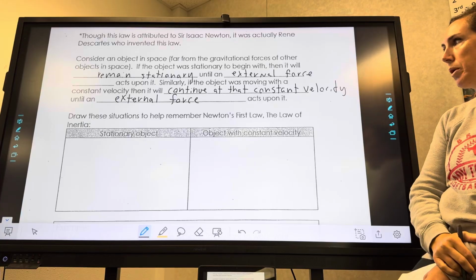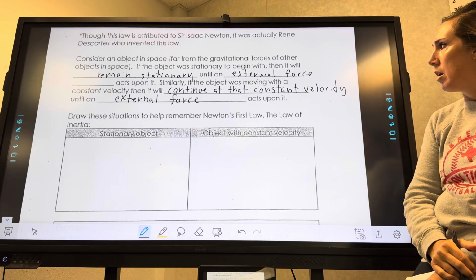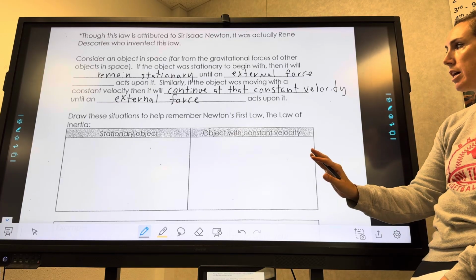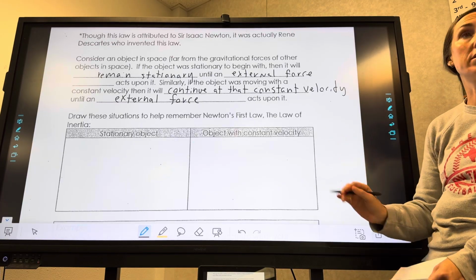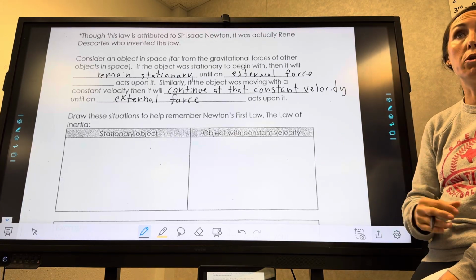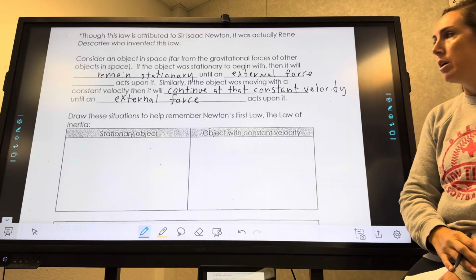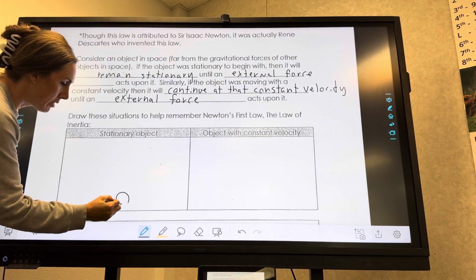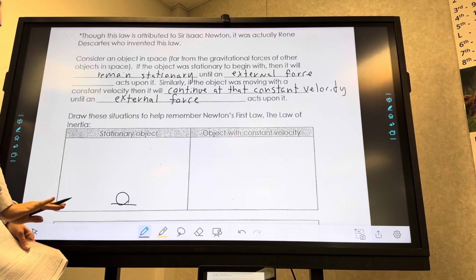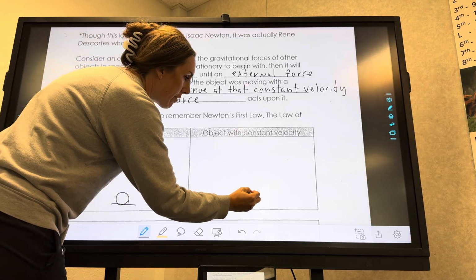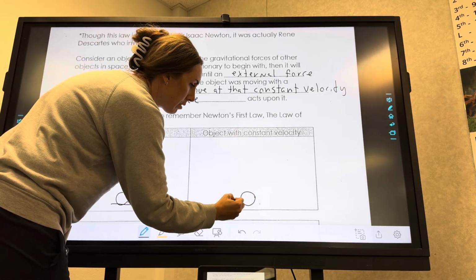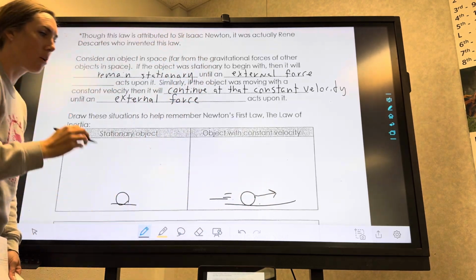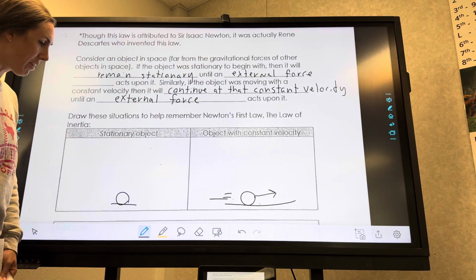Okay, draw these situations to help remember Newton's first law, the law of inertia. So we're just going to draw a stationary object, draw an object with a constant velocity, and we're going to write them with our nomenclature. We haven't done that in a while. So I have an object, and this object is just still. Okay, and then I have an object, I'll draw an arrow right now, that's like the whole, it's moving, okay?